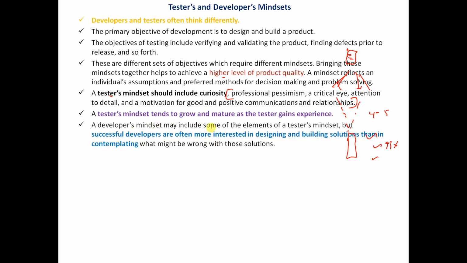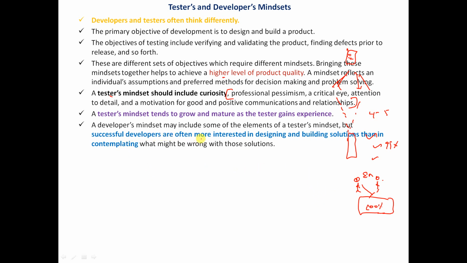The developer's mindset may include some of the elements of the tester's mindset, but this is the main thing: a normal developer may think the tester is their enemy, and vice versa, a normal tester will think the developer is their enemy. But actually, when people think they are working on the same product and will deliver a 100% good product as per their effort, then the good tester and developer mindset makes them mature. So that's what it is.